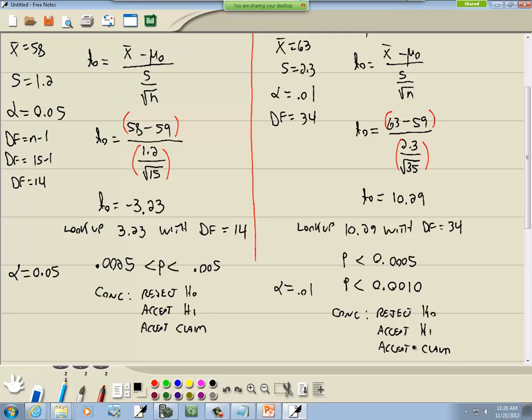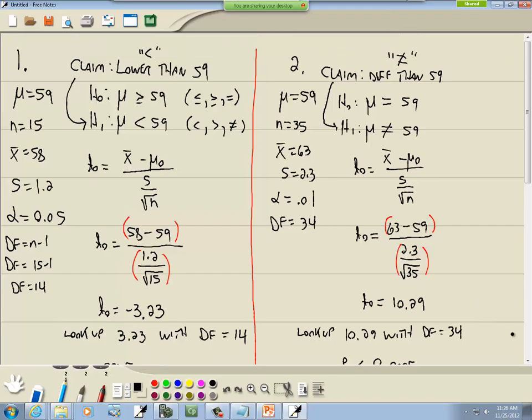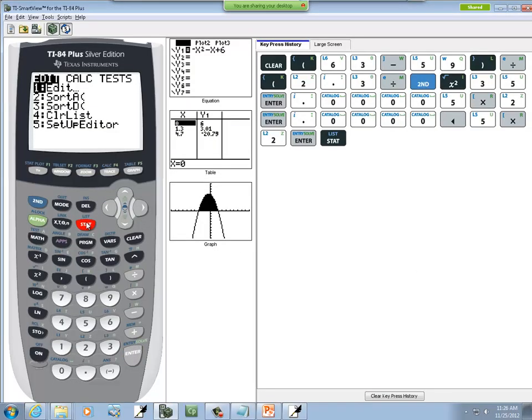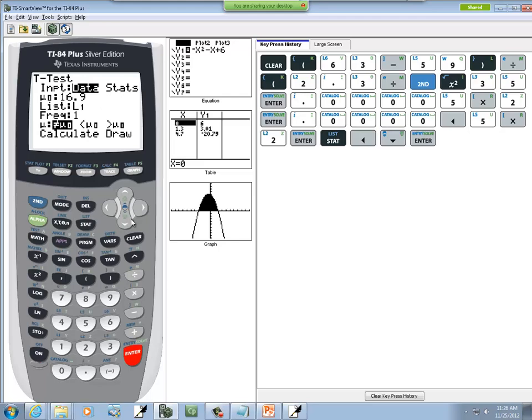I like the word accept, because accept and reject, students seem to click better with it in terms of being opposites of each other. Now, just for fun, let's put this one in the calculator and see what our p-value is. So press stat, go over to tests. I want to choose t-test. Given summary statistics, so I'm going to right arrow over, press enter on stats.